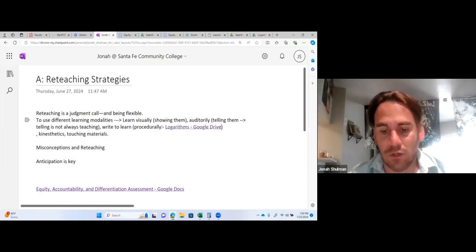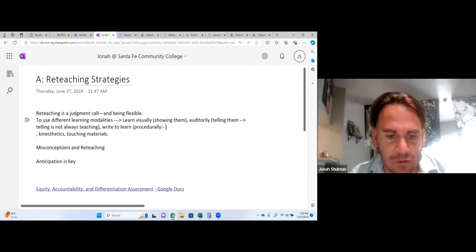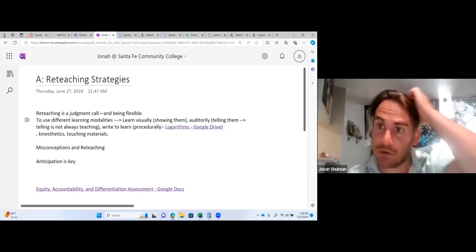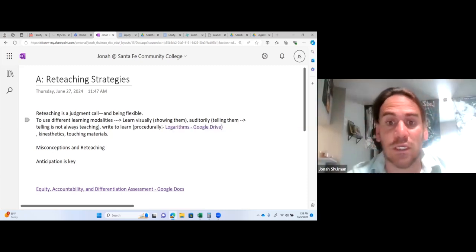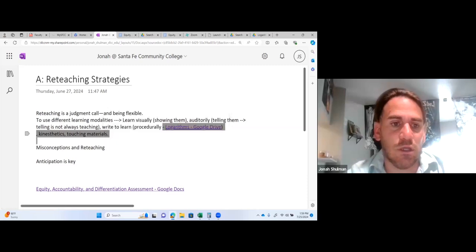Another good procedural one is where they actually have to justify their steps. You saw that with the algebra lesson, where they had to write out every reason why they were doing it. So procedural is good.